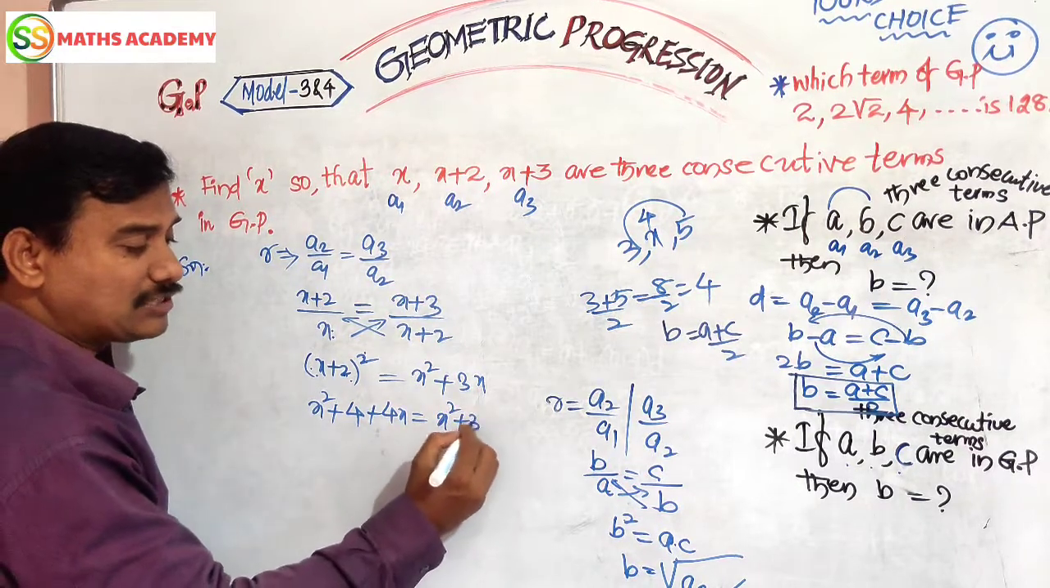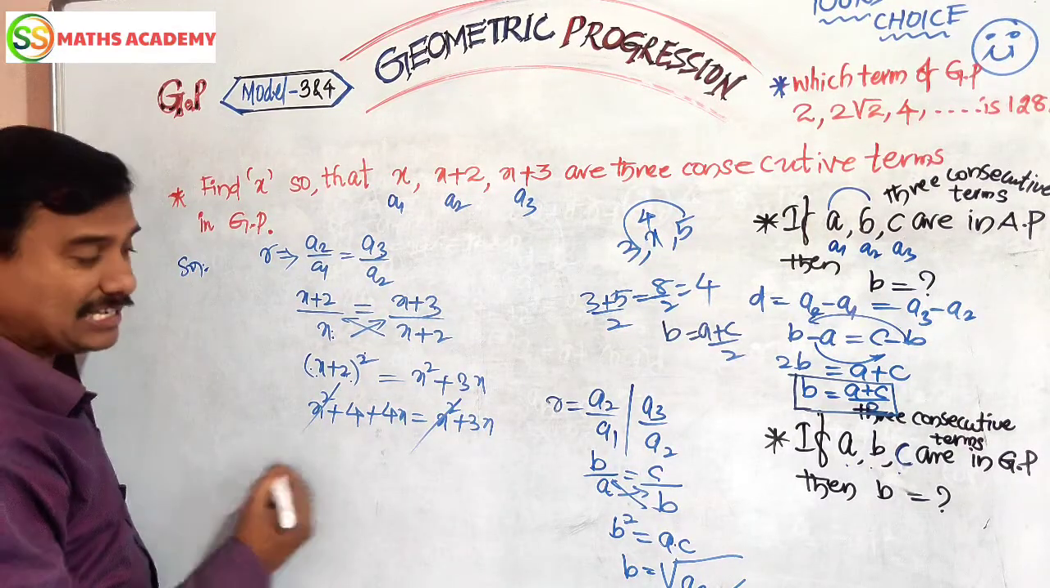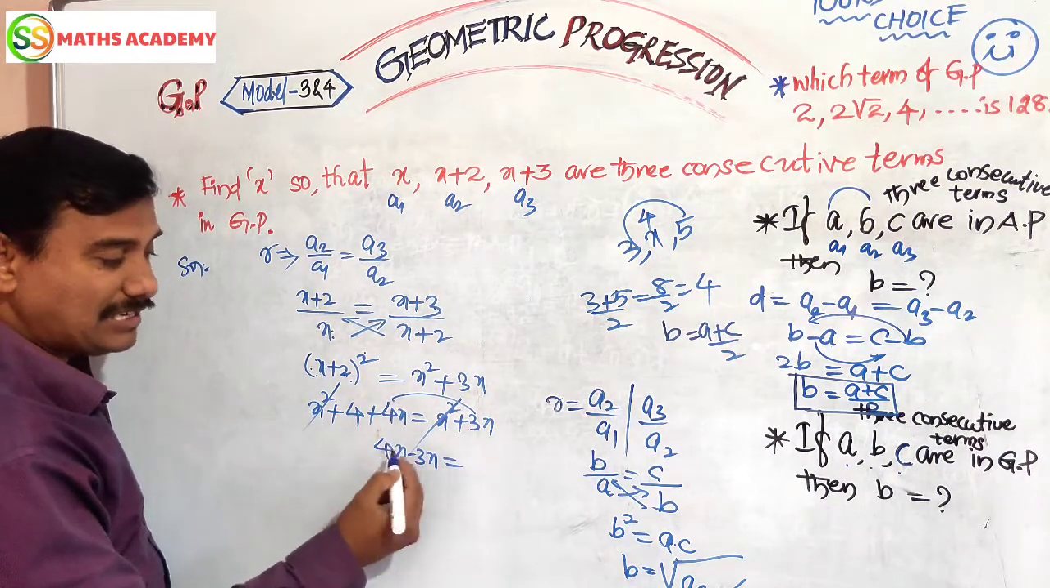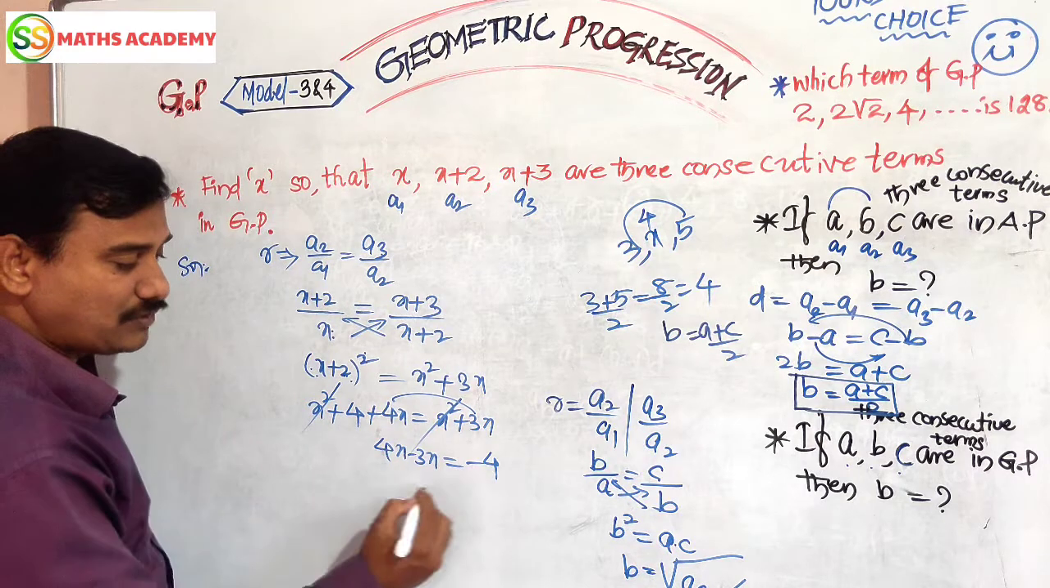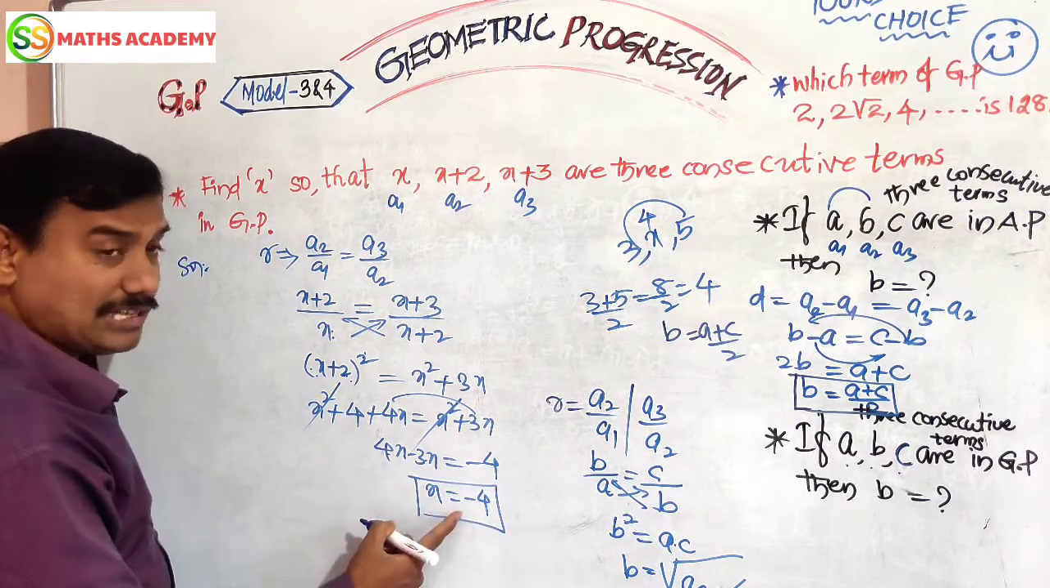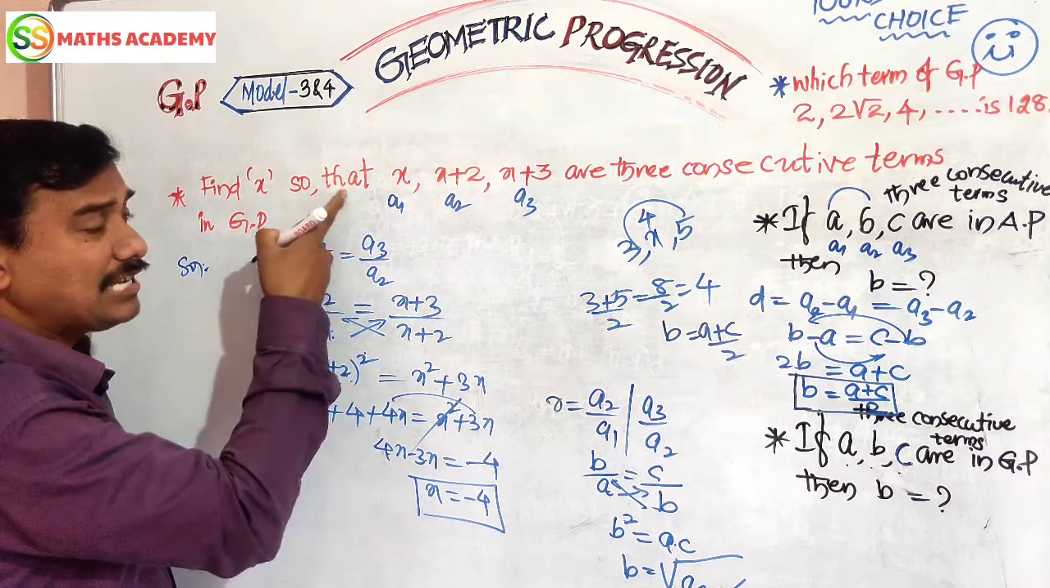Now that is equal to x square plus 3x. x square gets cancelled. Here 4x minus 3x; the 4 transfers to the right side as minus 4. 4x minus 3x equals minus 4. Yes, I got the x value, minus 4. But he is asking for the x value only.